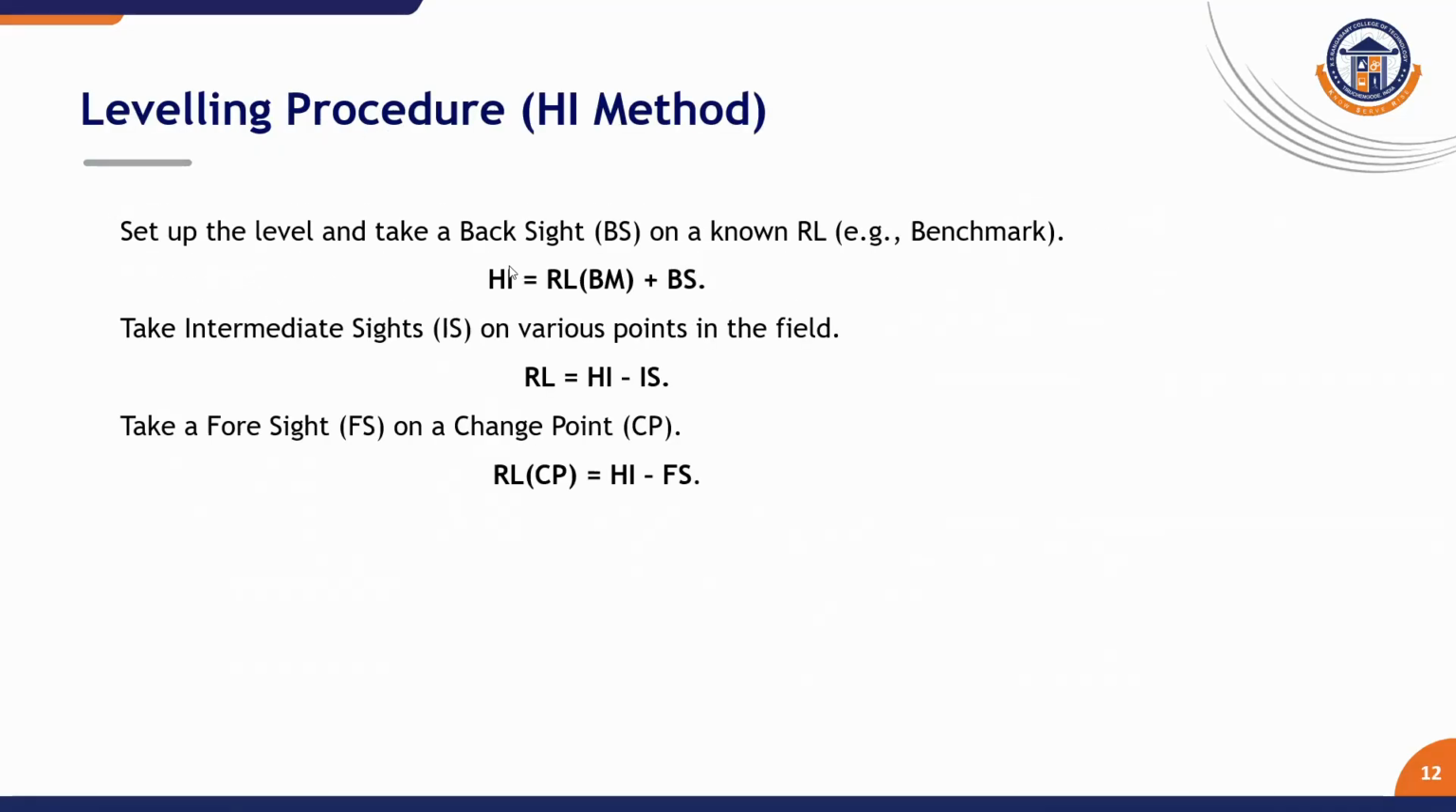The height of instrument method is the standard leveling procedure. First, we set up the level and take a backsight on a benchmark. We calculate the height of instrument by adding the BS reading to the known reduced level of the benchmark. Next, we take the intermediate sights on various points. The RL of each point is found by subtracting the IS from the height of instrument. Finally, before moving the instrument, we take the foresight on a change point. The RL of the change point is the height of instrument minus the foresight. This RL becomes the new known value for the next setup.